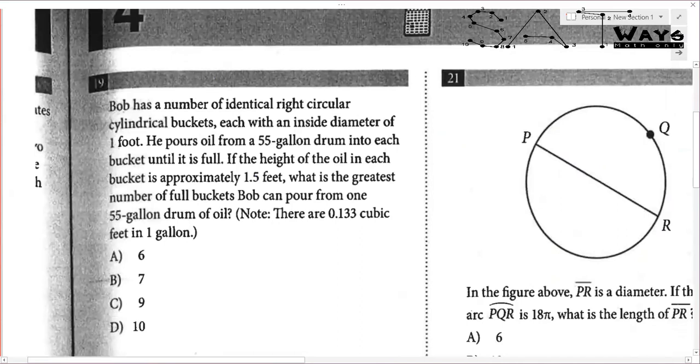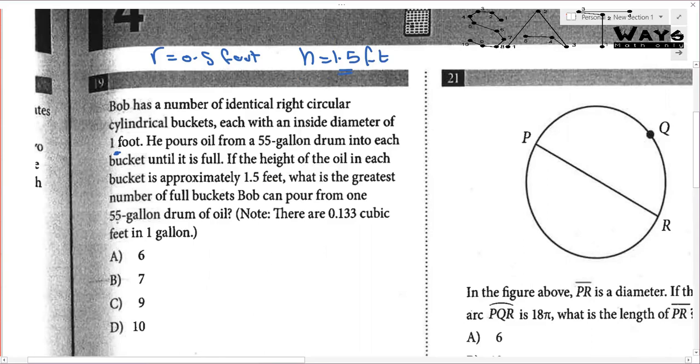Bob has a number of identical right circular cylinder buckets, each with an inside diameter of 1 foot. Okay, diameter 1 foot, so the radius is 0.5 foot. He pours oil from a 55-gallon drum into each bucket until it's full. If the height of the oil in each bucket is approximately 1.5, what is the greatest number of full buckets Bob can pour from one 55-gallon drum of oil?